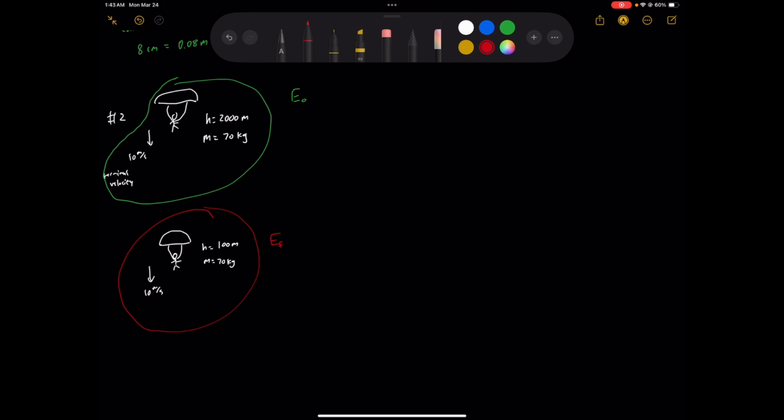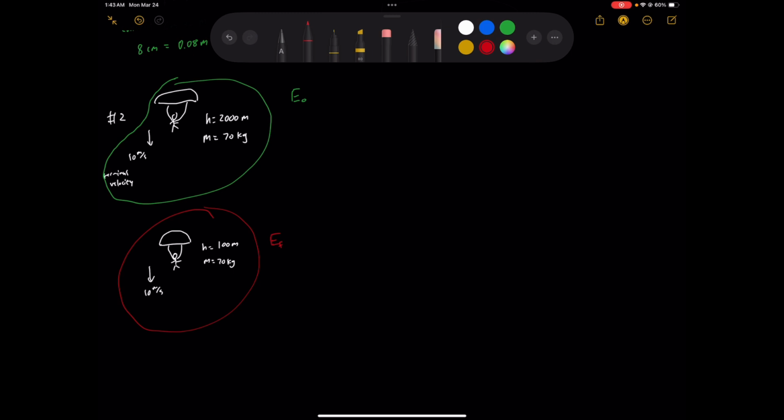So where did that mechanical energy go? It went into the air. The air did negative work on the skydiver, reducing the skydiver's mechanical energy. So that potential energy doesn't turn purely into kinetic energy. A lot of it goes into the work done by the air resistance.